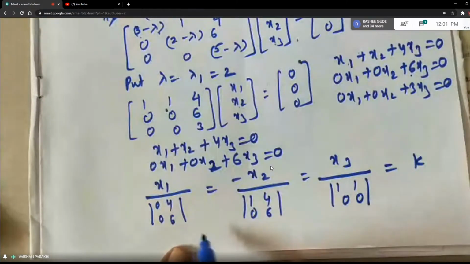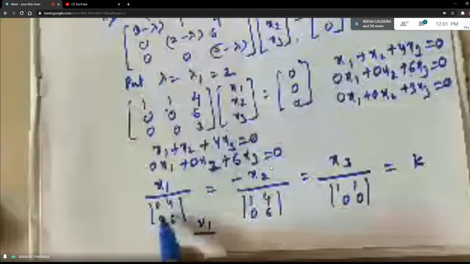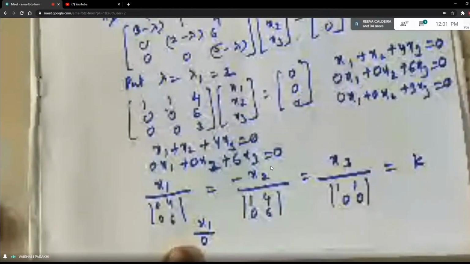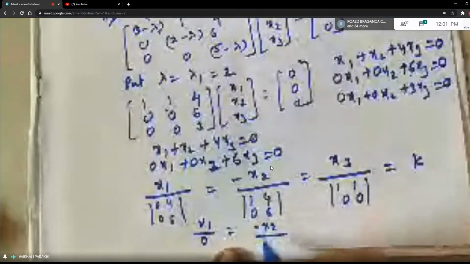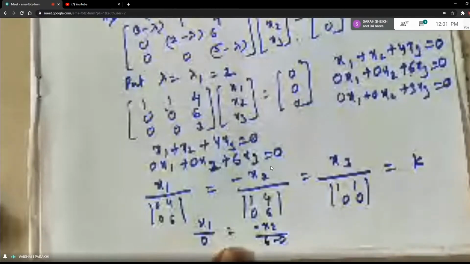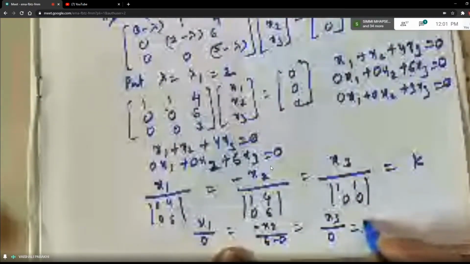And now see what happens, what numbers you get. x1 upon, you cross multiply, right? 6 into 0 is 0, 0 into 4 is 0. How do you solve a 2 by 2 determinant? Same way. This is equal to minus x2 divided by 6 minus 6 into 1 is 6, minus 4 into 0 is 0. And x3 divided by again 0 minus 0 is 0.